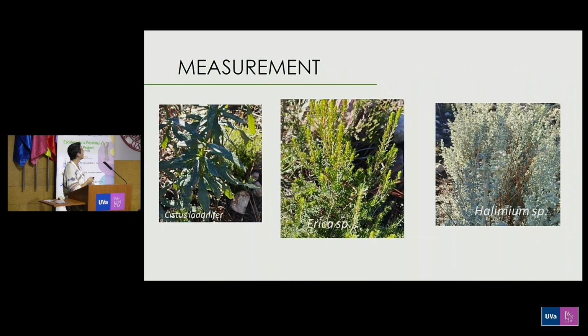Also, we measure the shrub cover of shrubs like Cistus ladanifer, Erica, or leguminous species, and also other abiotic factors such as stoniness or the litter.